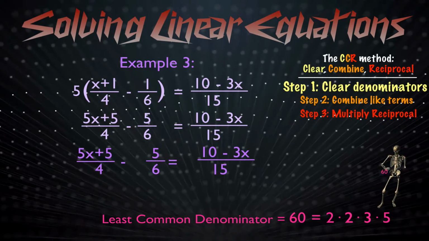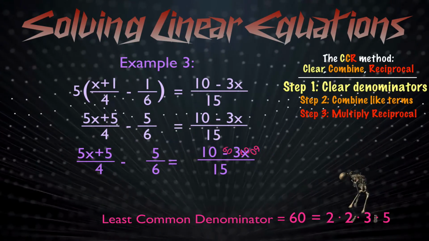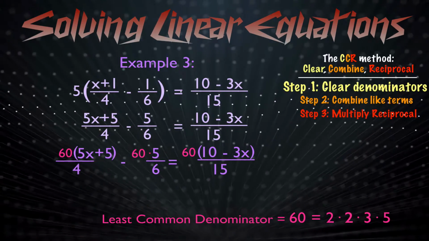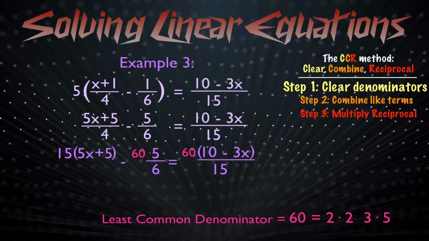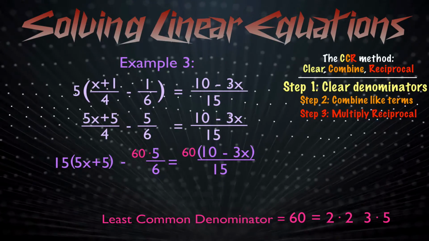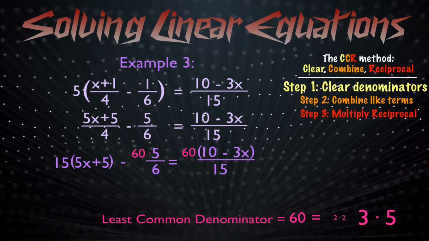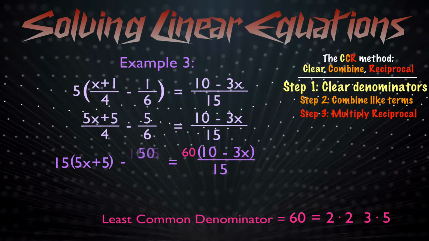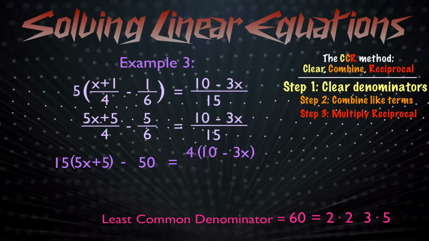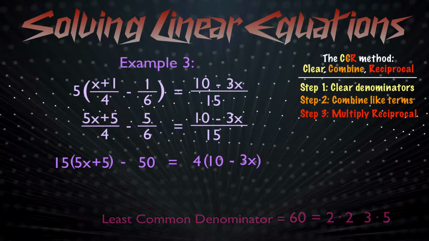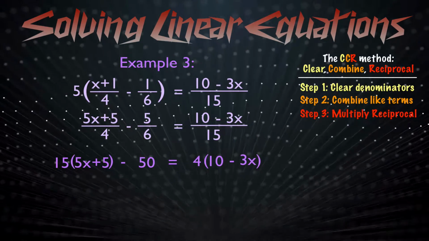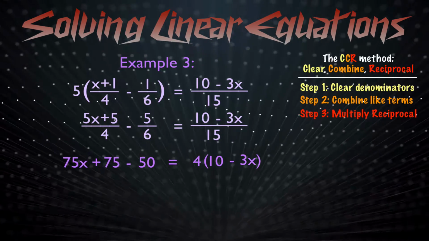We'll have the skeleton throw a 60 at each of our terms, which will suffice for getting rid of all the denominators. In the first term, 60 divided by 4 gives us 15, which we can verify by looking at the prime factorization of 60 and getting rid of the 2 2's that make up a 4. Similarly, in the second term, 60 divided by 6 is 10, and in the third term, 60 divided by 15 is 4. That gets rid of all the denominators, but before we start step 2, it's a good idea to get rid of all the parentheses. It just makes life easier, so we distribute as necessary.